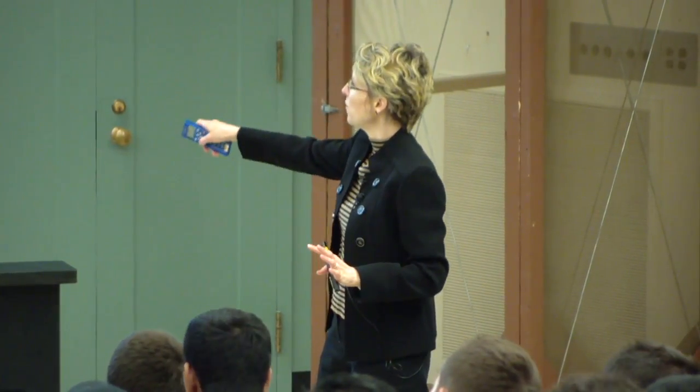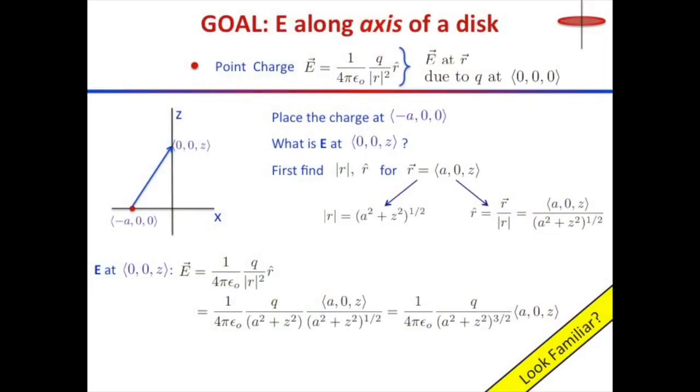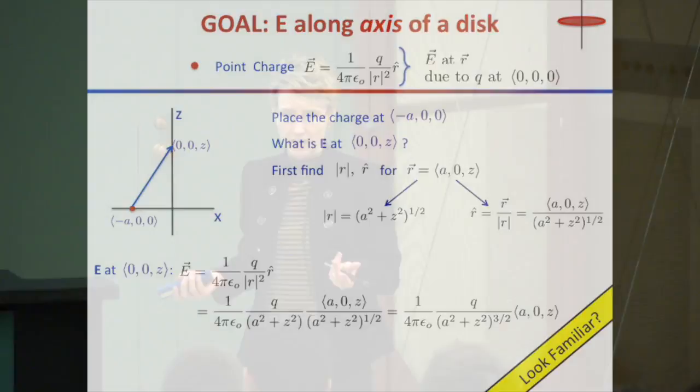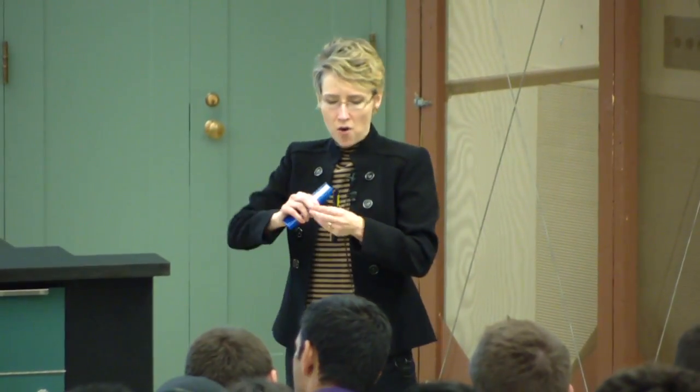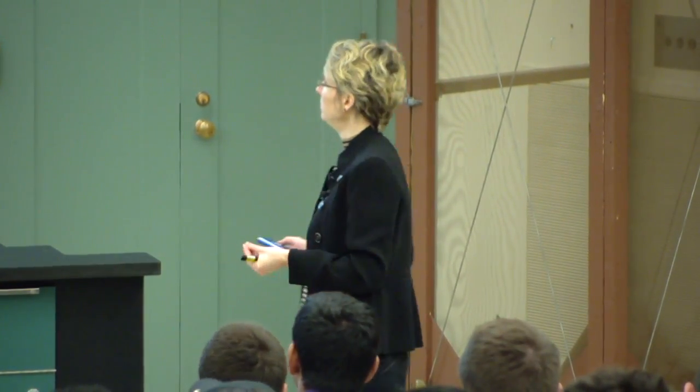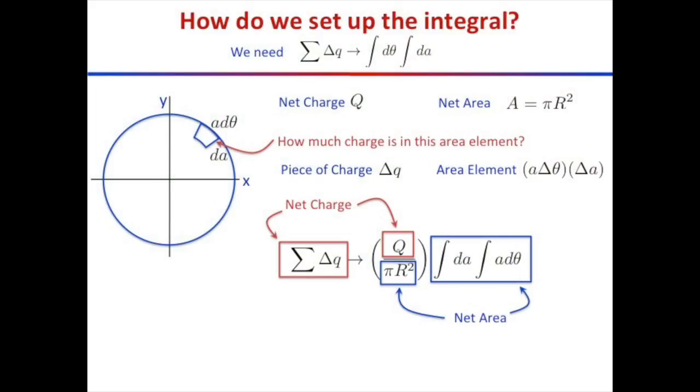We did this all before. It's exactly what it was. Does that look familiar? Okay, so we just did all that, and we'll just take the result from that and say that this is what the electric field is there. Now the work is to integrate. Now we need to integrate a point charge all over the surface of the disk. So how do we set up this integral?